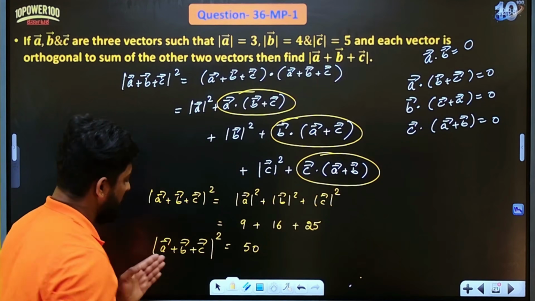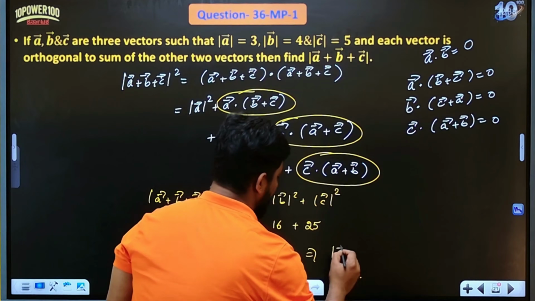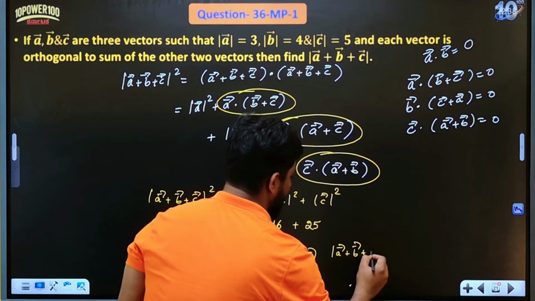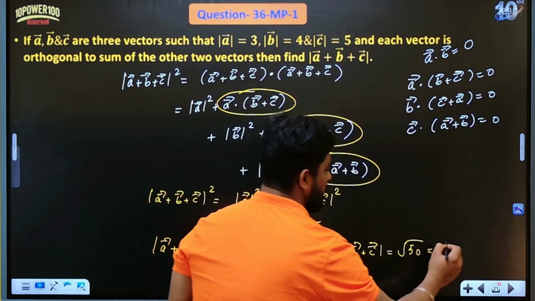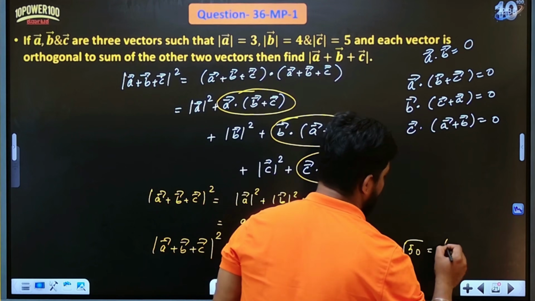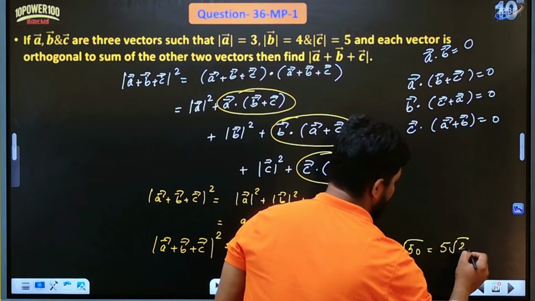So it is 50, but this is nothing but magnitude of vector a plus vector b plus vector c the whole square. Now we only need magnitude of vector a plus b plus c. So magnitude of vector a plus vector b plus vector c is equal to root 50. That is nothing but 5 root 2. So you can write 5 root 2.